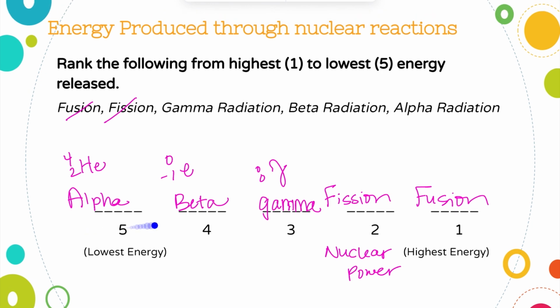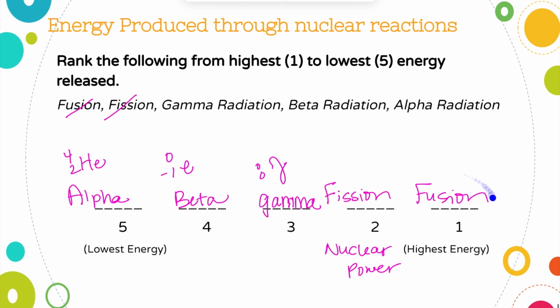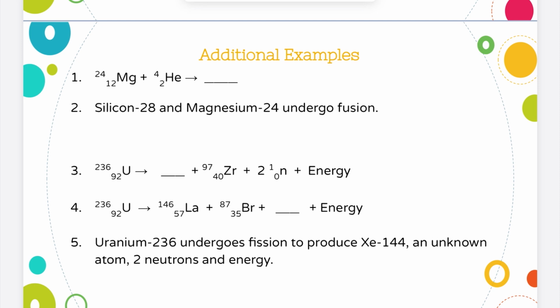So all of these produce energy, but only some of them produce energy that we can harness and use. And we have not been able to figure out how we can use fusion to produce energy in a way that is sustainable. All right, here are just a few additional examples combining fission and fusion.